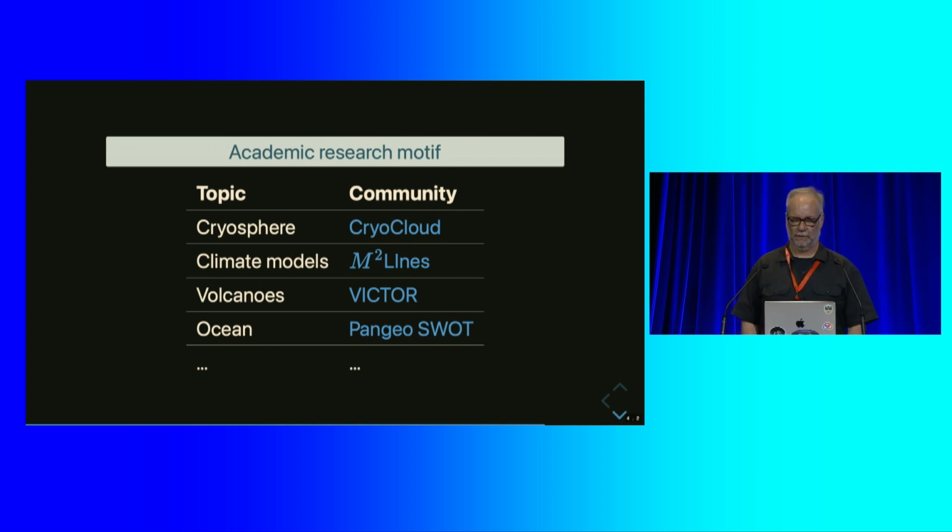There's another group that 2I2C is serving called M² Lines that's focused on climate models. Another group is focused on volcanology. Another group is focused on oceans. These communities are by and large trying to produce academic research and understand and monitor different aspects of the Earth system, and they're not very well integrated.